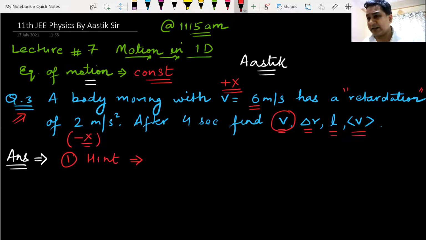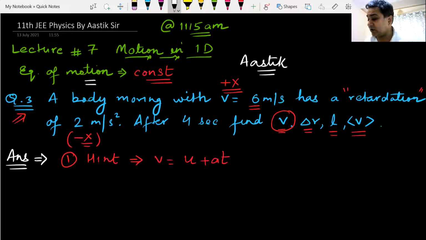Santosh has given me the answer. I think that is the correct answer. I was about to give the hint. No one wants a hint, I think. v is equal to u plus at was the hint. You put the values with proper signs and you should be there with an answer.